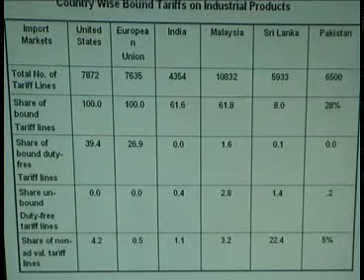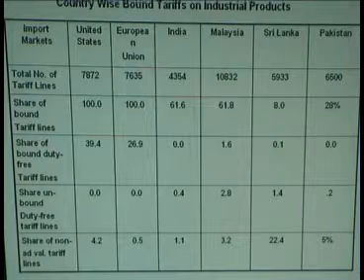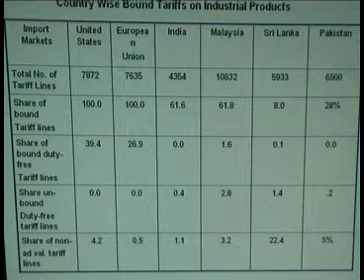Now this is an important part where the entire analysis of market access begins and probably ends. This gives you a country-wise bound tariff position on industrial products. Moving from left to right you've got countries, and from top to bottom in the first column, in descending order, you have the description of the bound rates.